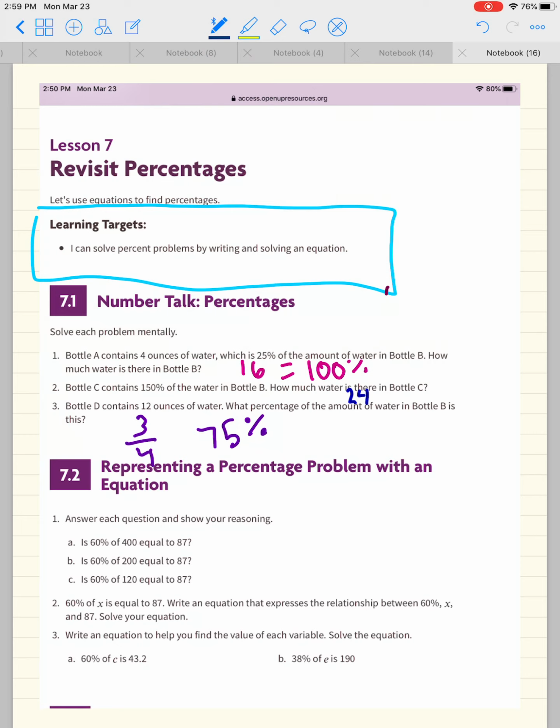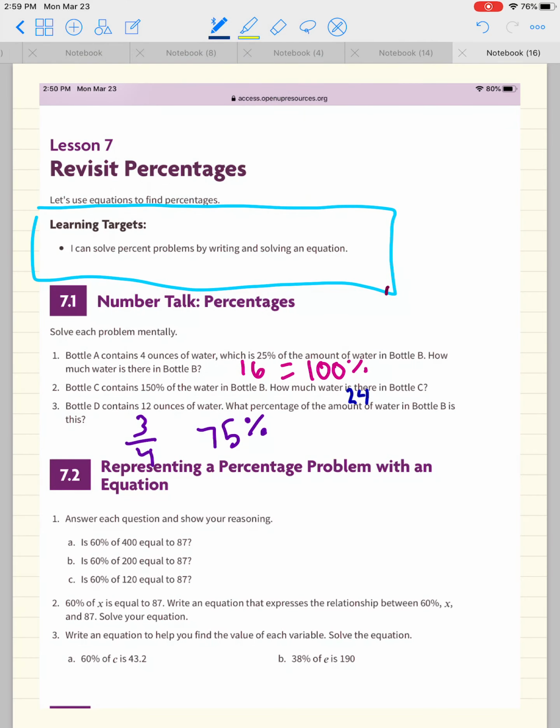So A says, is 60% of 400 equal to 87? Okay, so there's a couple ways you could solve this. One, you can kind of just think about if it even makes sense. So 60% is pretty close to 50%, which is 1/2.